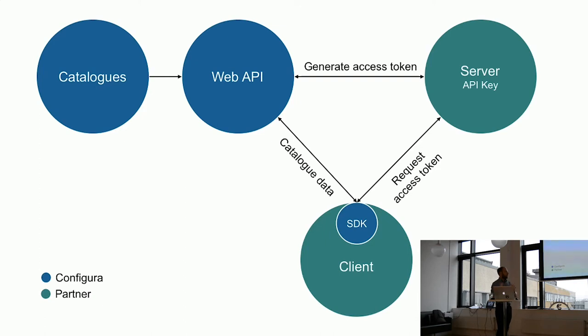And you as a partner will have to have a server where you keep your secret API key. So your client has to make a request to your server, and then the server can generate an access key for the client. And once the client gets that access token, it can start to request data from the web API. And then our web API will go back to catalogs and fetch the data and then send it back to you.